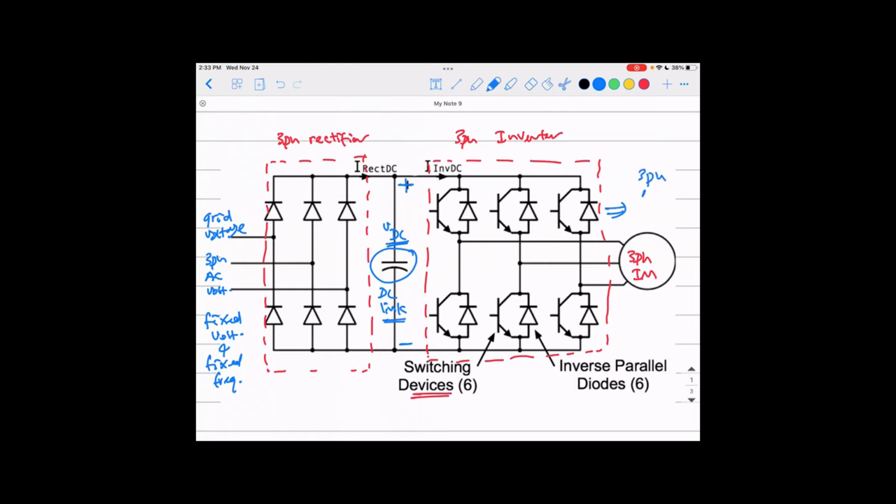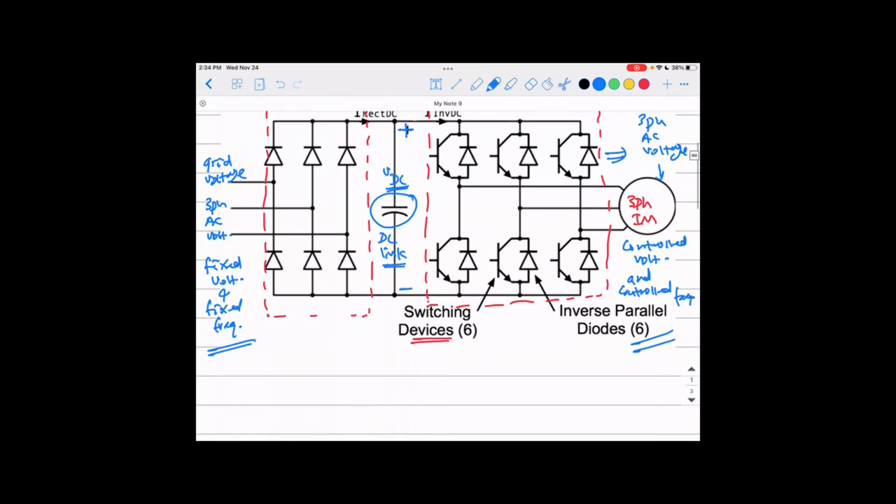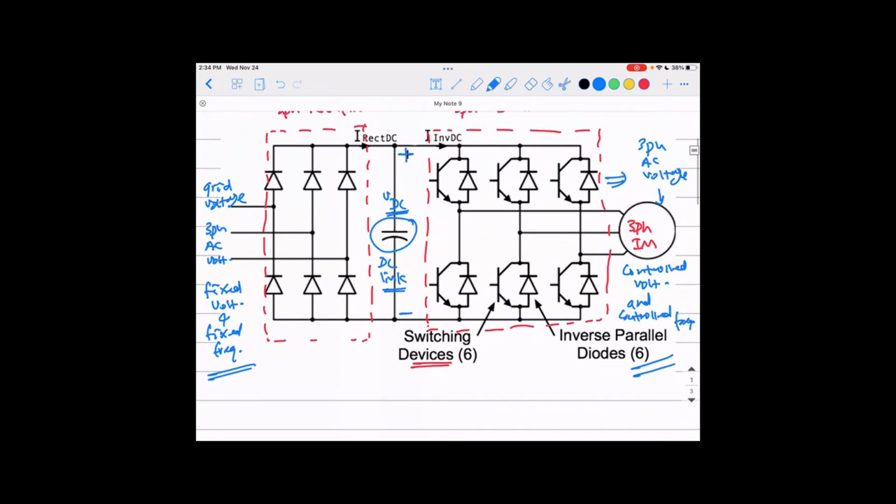It's again three-phase AC voltage, but now it is controlled voltage and controlled frequency. So at the beginning we had three-phase AC voltage with fixed voltage and frequency, and now we have three-phase AC voltage with controlled frequency and voltage, and that's all we need to do. We can control the frequency and voltage applied to the terminals of our three-phase induction motor, okay guys? How does this control of the frequency and the voltage happen?